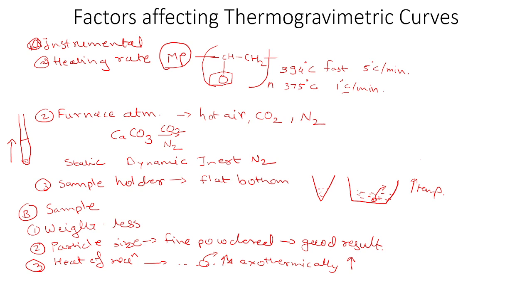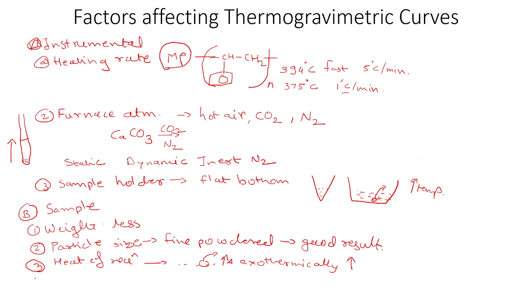If the reaction is exothermic, the temperature of the sample is more than the temperature of the furnace. On the other hand, if the reaction is endothermic, the temperature of the sample is less than the temperature of the furnace. So if there is no uniform temperature, that is, if the temperature of the furnace and the temperature of the sample are not the same, then obviously it is going to affect the thermogravimetry curve. That is very important from the accuracy point of view, that you should know what changes are taking place.